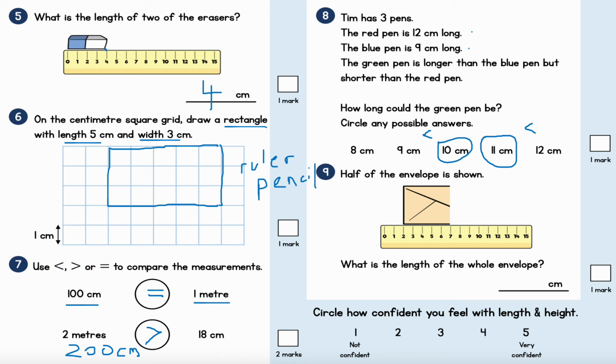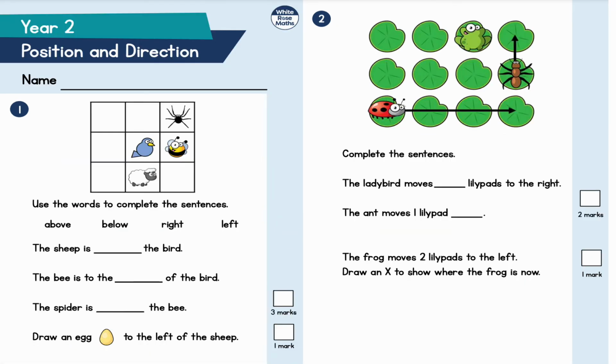This is question number 9. Half of the envelope is shown. What is the length of the full envelope? Well, it's 2 to 7, so half of it is 5. The other half will be 5. 5 plus 5 is 10. So the length of this envelope is 10 centimeters. Again, circle how confident you feel with length and height. We're now looking at year 2 position and direction.